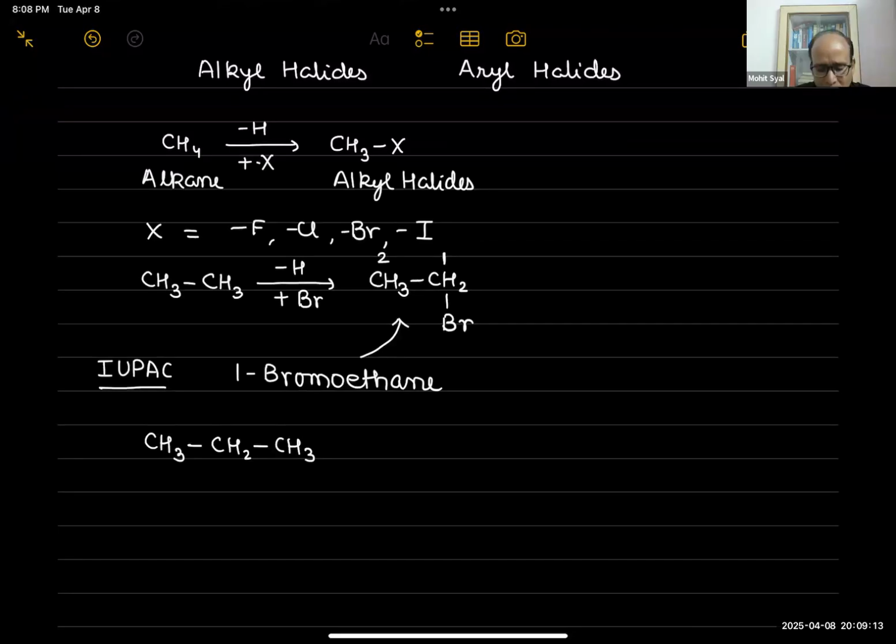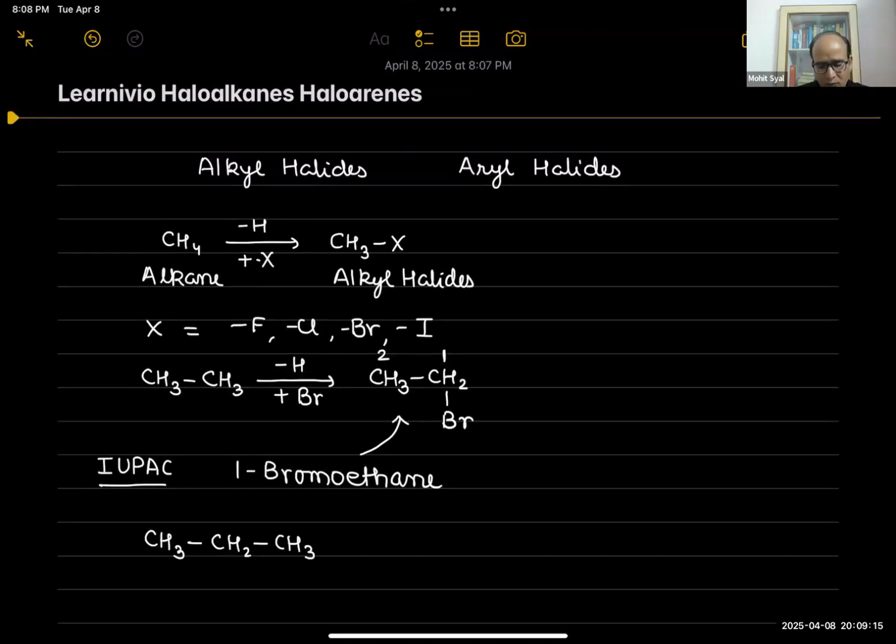So I was talking about this haloalkane and haloarene. So what are alkyl halides? I was discussing that. So you start with an alkane, and Jasleen and Ibrahim told that you remove that H and put some halogen. The general way to represent halogen is by letter X. It could be fluoro, chloro, bromo, or iodo.